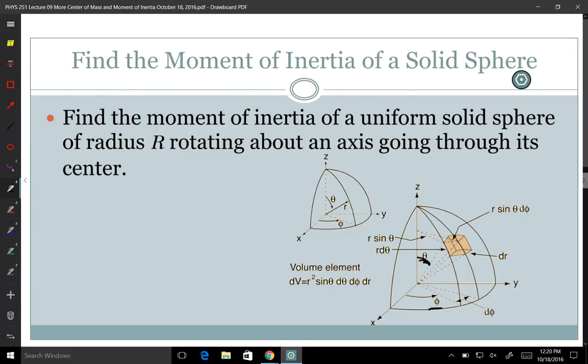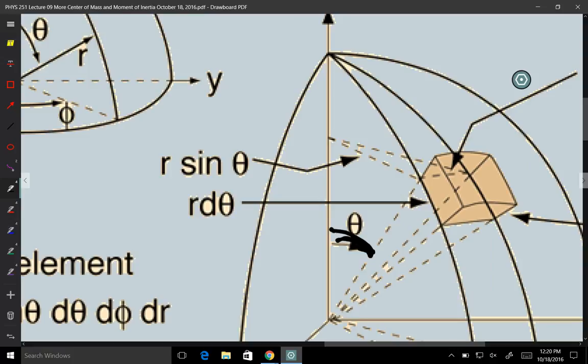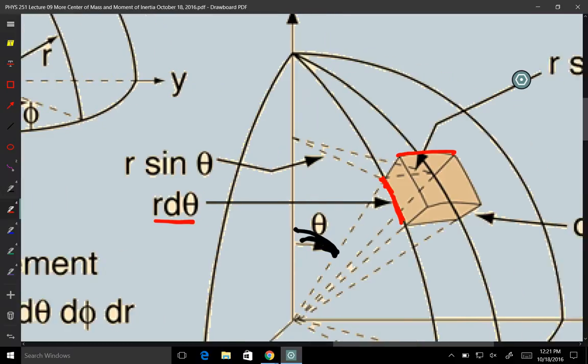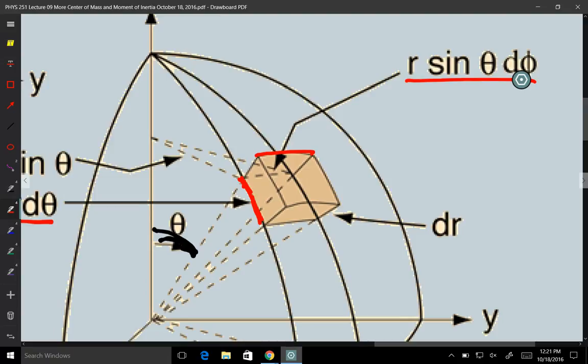So once again, Black isn't going to cut it for me. This isn't a perfect cube, but we treat it like it's a perfect cube. With this side here having a length of r d theta. This side here having a length of, it's shown out there, r sine theta d phi. And this side here, well, I'm going to write there, having a length of dr.